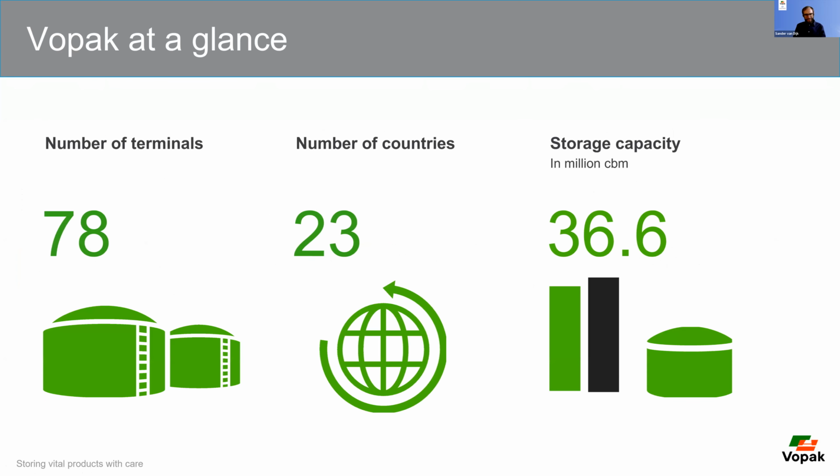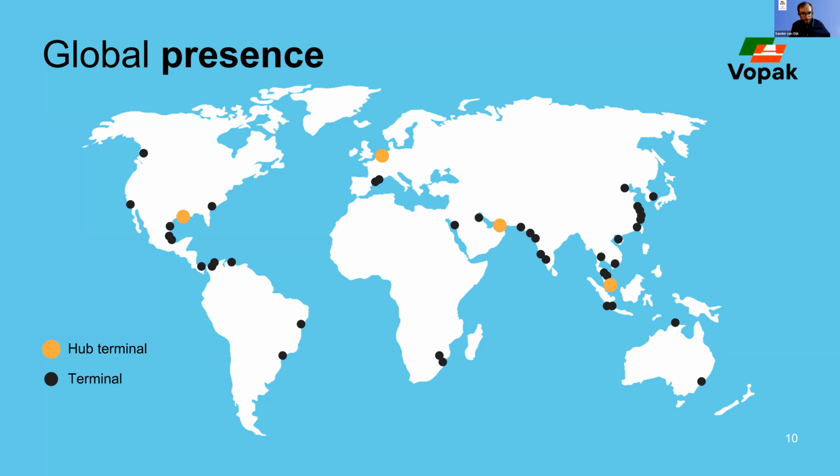Vopak. I told you just a bit of the background on that one. We are currently operating 78 terminals in 23 countries, and we have a total storage capacity of 36.6 million cubic meters. So like I said, customers can rent capacity and store their products in our terminals. If you look at the coverage of Vopak, you can see we have most terminals in the Americas and Asia region, but also in Europe and some in South Africa at the moment.